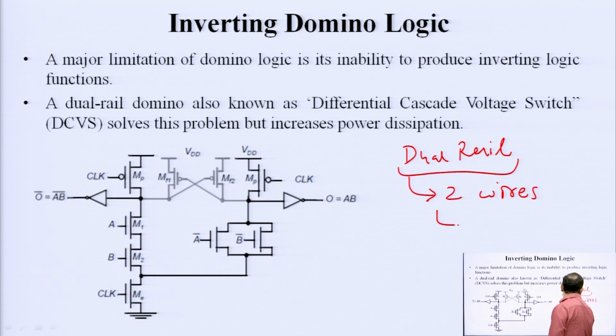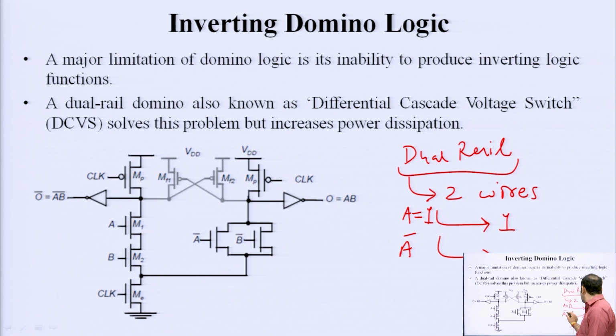So, suppose a wire is being fed by input A, when input A goes 1, you get a 1 at the output, and then there is going to be another wire such that when A bar goes 1, then also it shows you output 1. Okay. So, two wires, that is why it is called dual rail.